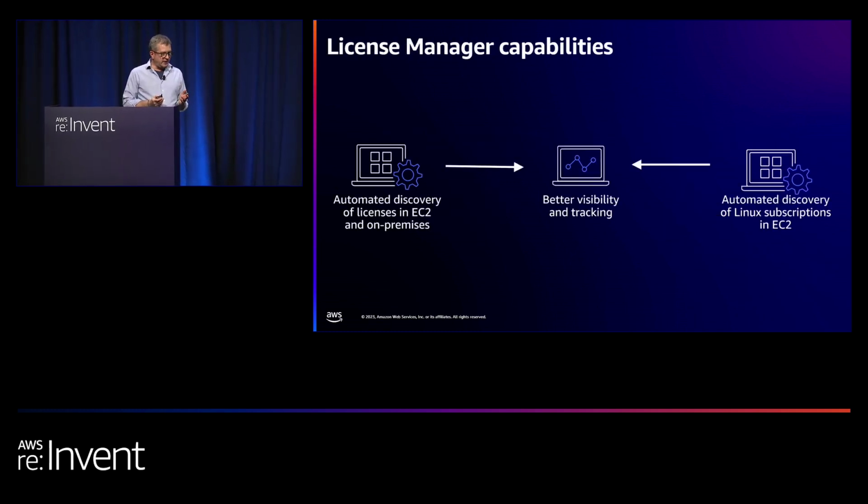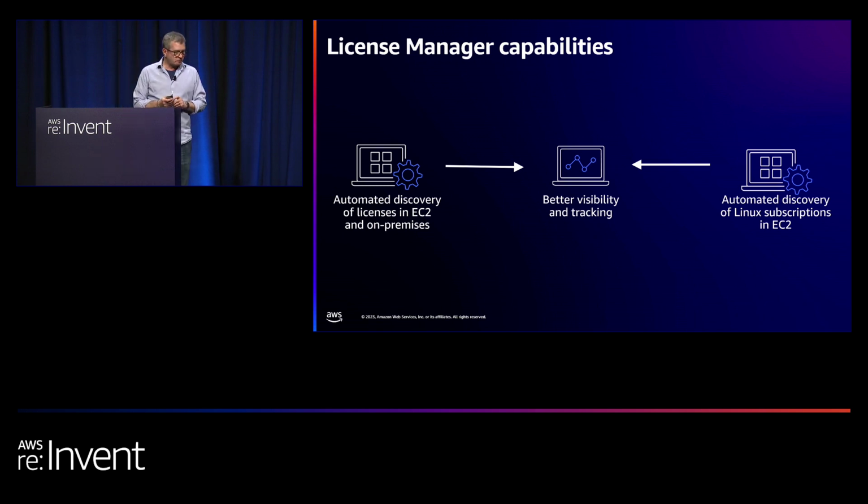The automated discovery, as I said, of, it could be like an Oracle license or a SQL Server license, or perhaps an SAP license, comes via integration with AWS Systems Manager. But we also have automated discovery of commercial Linux subscriptions. And that doesn't require Systems Manager, because it works in a different way using EC2 metadata. So if you're not a fan of Systems Manager for whatever reason, not a problem, because License Manager still enables you to go and discover Linux subscriptions wherever you may be running them on EC2.